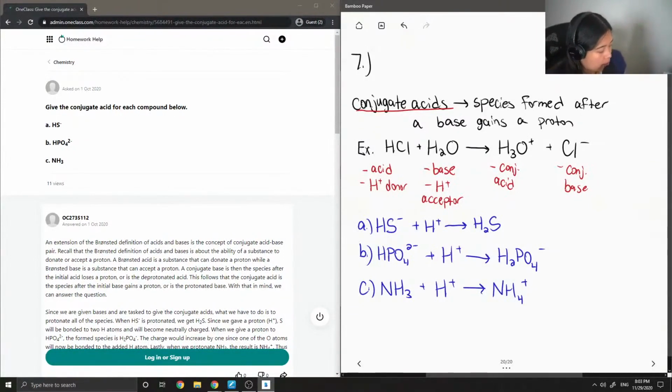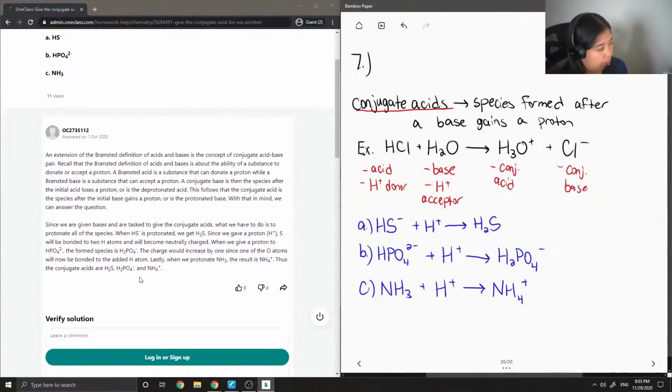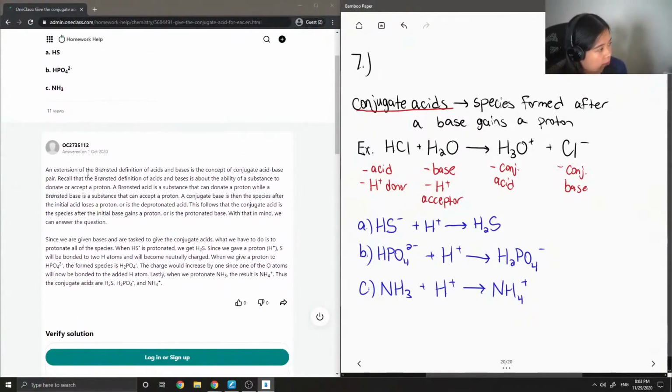Okay, so let's see what the junior tutor said. An extension of the Bronsted definition of acids and bases is the concept of conjugate acid-base pair. Recall that the Bronsted definition of acids and bases is about the ability of a substance to donate or accept a proton. A Bronsted acid is a substance that can donate a proton, while a Bronsted base is a substance that can accept a proton.